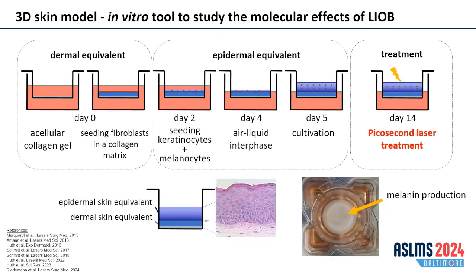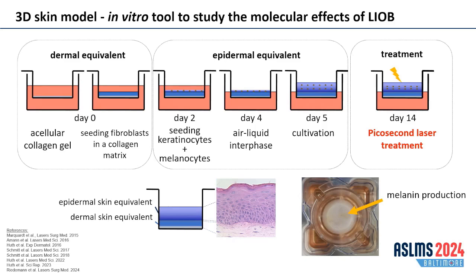So after seeding fibroblasts in a collagen matrix to establish the dermal equivalent, we seeded a mixture of keratinocytes and melanocytes on top of this dermal equivalent. And then, after lifting the models to the air-liquid interface, we got a fully differentiated 3D skin model. I admit it's hard to see in this picture, but actually our models produced melanin and showed a pigmentation.